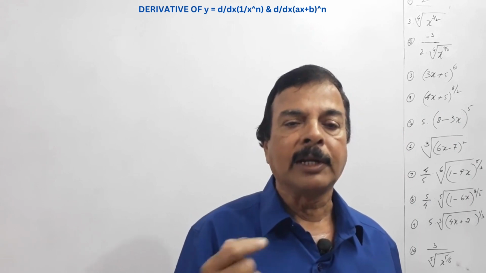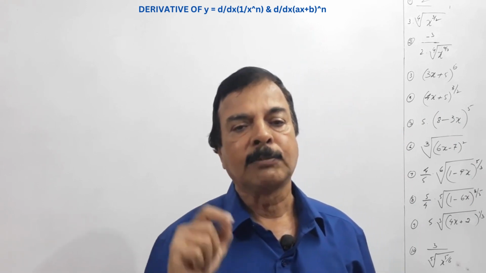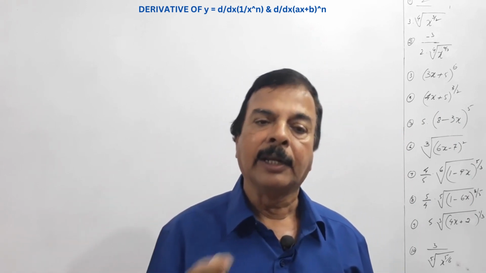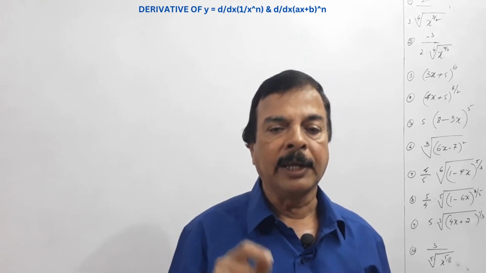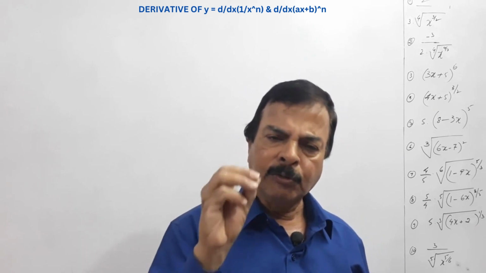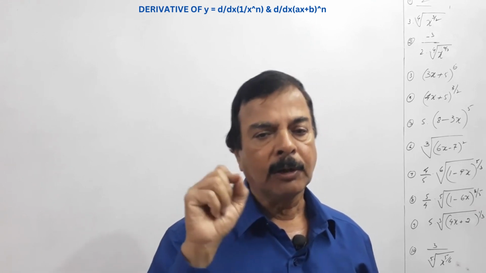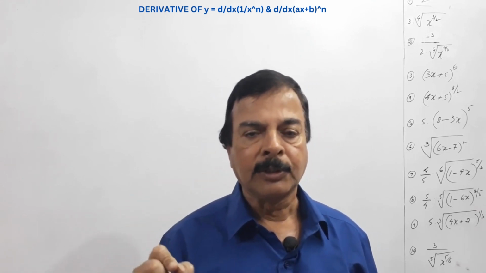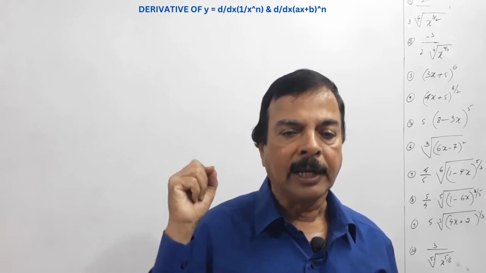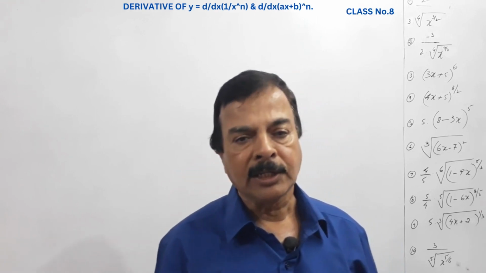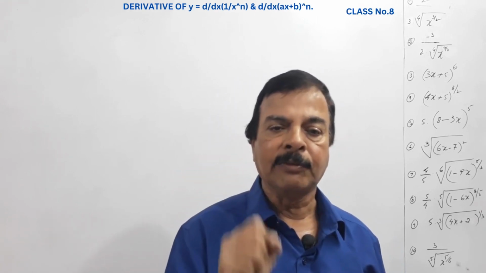And later on, let us do d by dx of (ax plus b) to the power of n and d by dx of 1 by (ax plus b) to the power of n. We will do a few important examples and later on switch over to sum rule, quotient rule and product rule. So without wasting our time, let's start. This is my class number 8, that is video number 8.